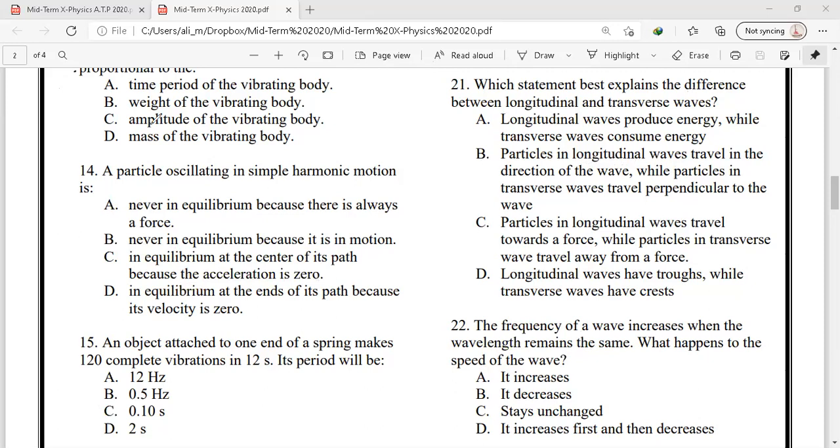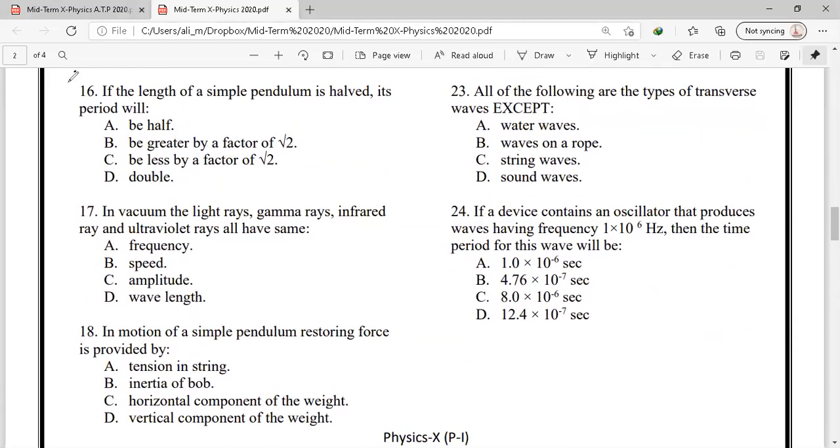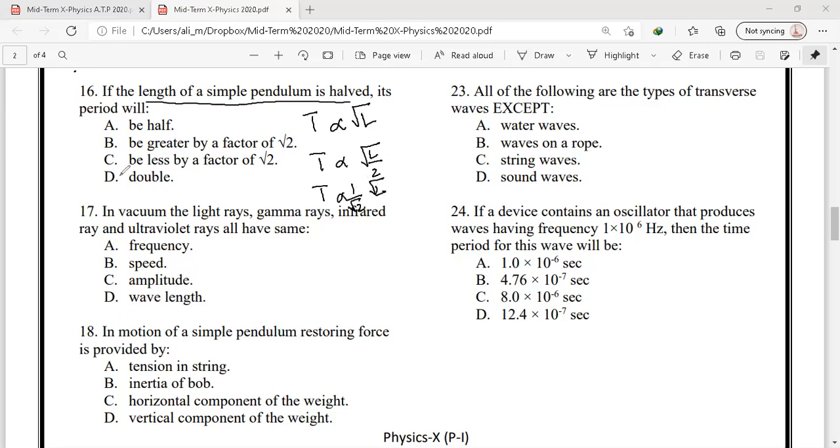So quickly let's move to another question. The next question we have is question number 16. If the length of the pendulum is halved, what will be the effect on its period? We know that time period is directly proportional to the square root of L. So if we halve the length of the pendulum, the time period will decrease by the square root of 2. So option C is the correct answer.